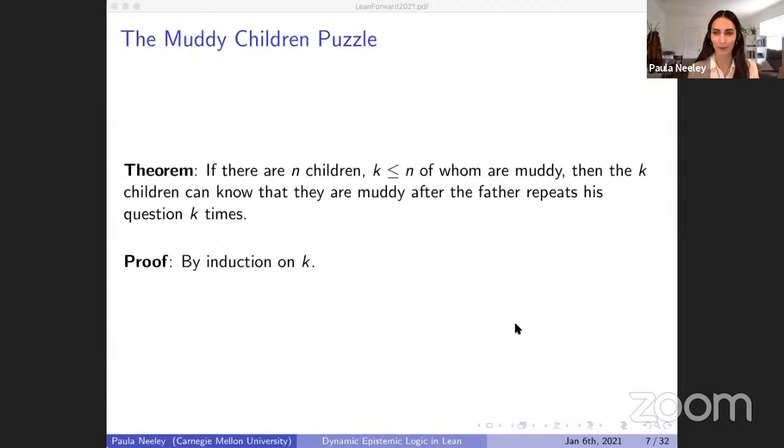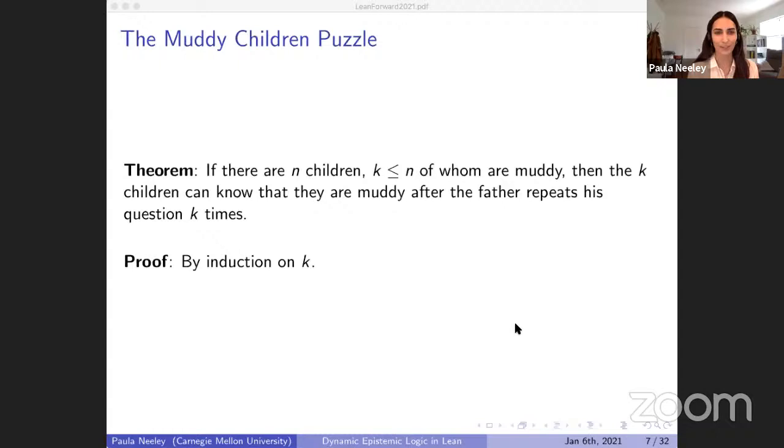I just want to take a minute, though, to point out, I think this theorem is a little bit weird, personally. It seems like nothing is happening. Like, the father just keeps asking, "Do you know if you're muddy?" over and over again. And the children just keep answering, "I don't know, I don't know." And strictly by virtue of this happening enough times, the knowledge state of some children can change, and all of a sudden, they know that they're muddy. That strikes me as incredibly odd. So let's see what's going on here.